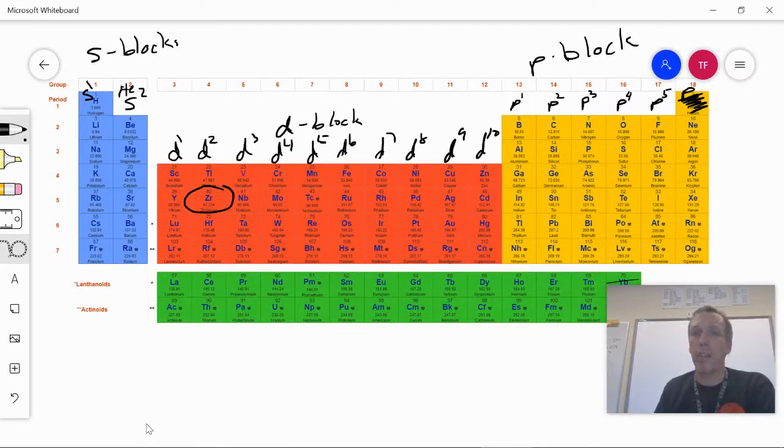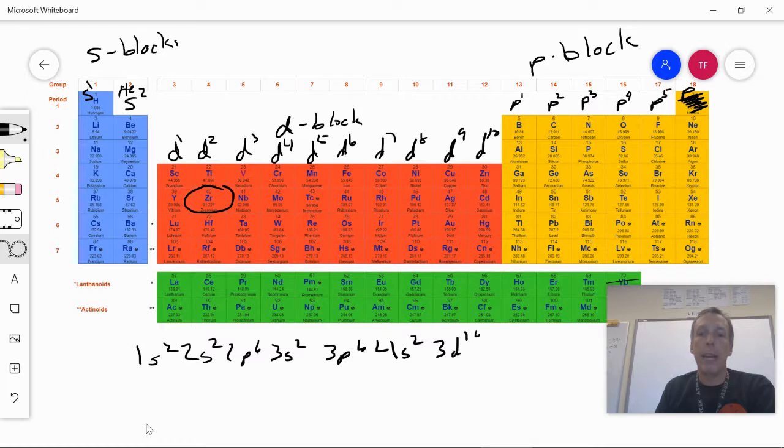Okay, if you paused and tried it on your own, hopefully this is what you got. 1s2, 2s2, 2p6, 3s2, 3p6, 4s2, 3d10, 4p6, 5s2, and last but not least, 4d2. That would be the correct answer just by using the periodic table.